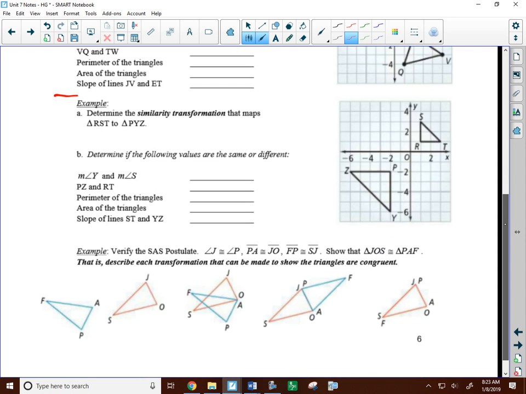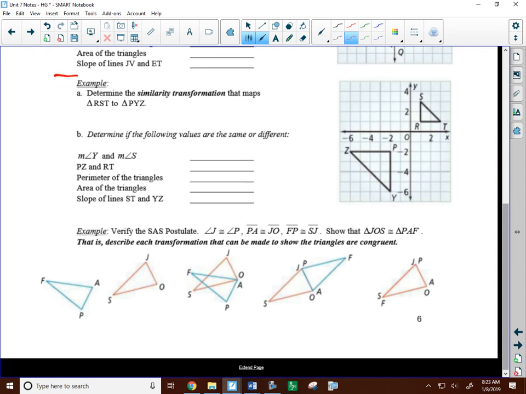Let's move on to the second example and then one at the bottom to finish up. So determine the similarity transformation that maps triangle RST to PYZ. So they're saying it's going to be a similar figure, and so you can include dilations. And if we look at the grid over here, yeah, we're going to need to include dilation.